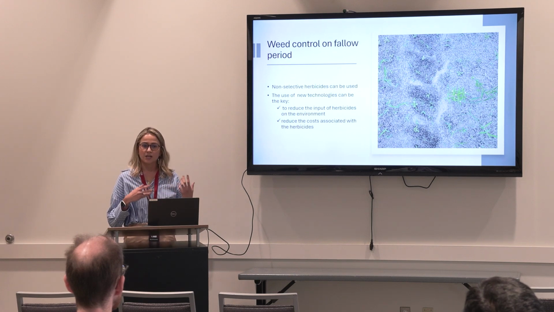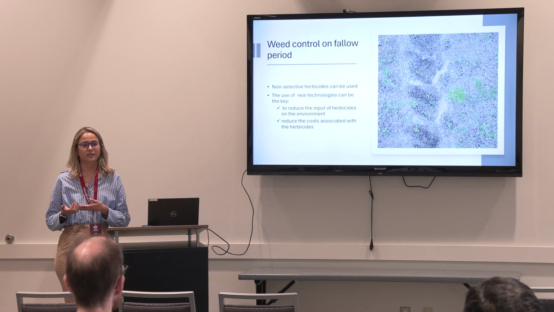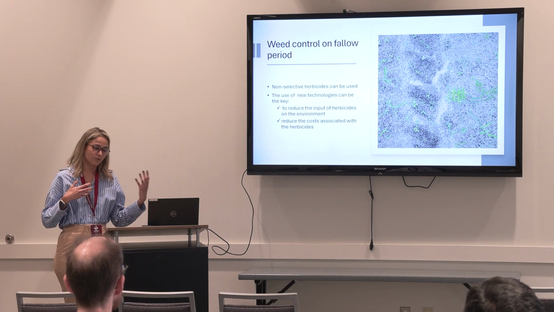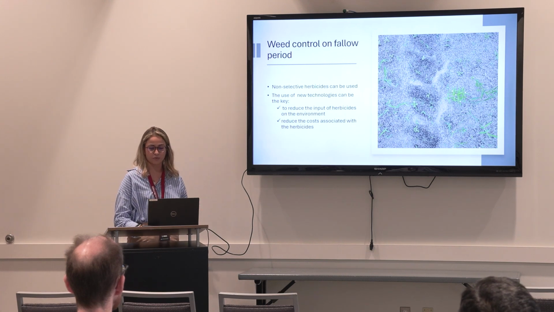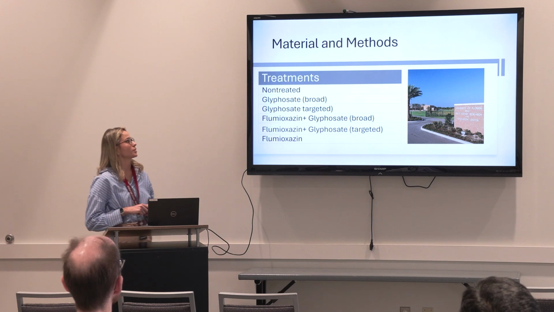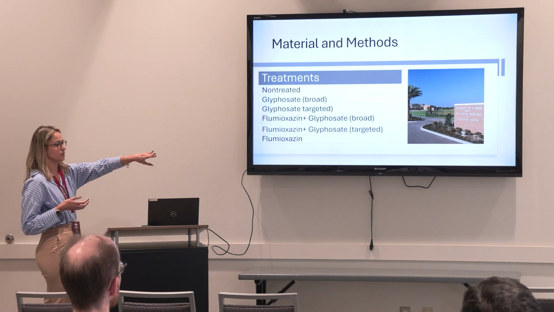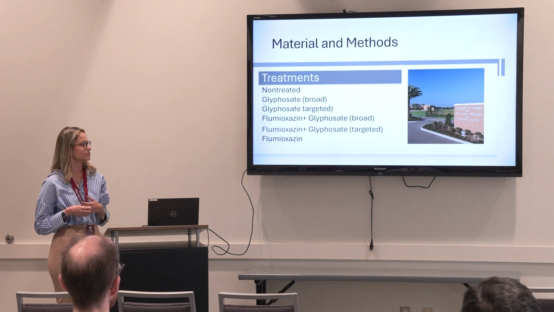So in 2018, the University of Florida developed a smart sprayer that's able to identify the weeds and apply herbicides in real time. And today I'm going to show you the evolution of this smart sprayer and use it also for the fallow. So just to give an introduction, all the trials were done at the Gulf Coast Research Center by the University of Florida.